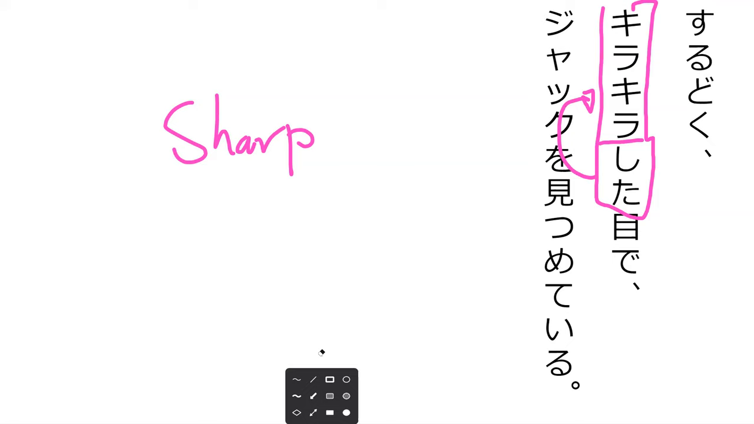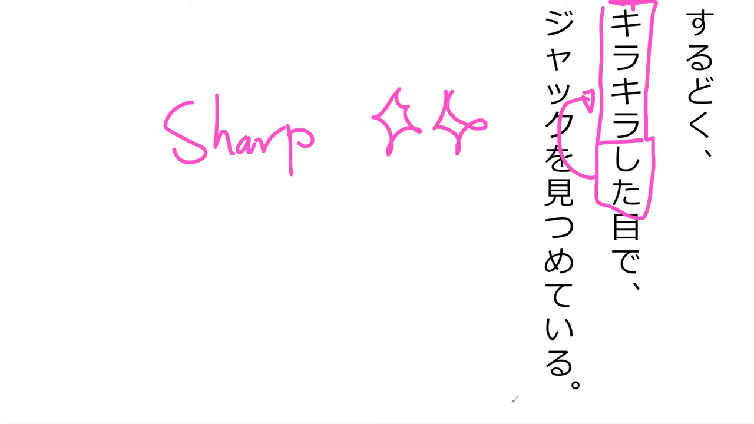So we got sharp, kirakiraing eyes. Kirakira is like sparkly. Kind of. But specifically, it's sparkling in a sharp way. It's like twinkling, but we're saying that Jack is a little bit scared. In this context, yeah. That's why me is here, to describe how he's staring. He's staring with sharp, sparkling eyes at Jack.